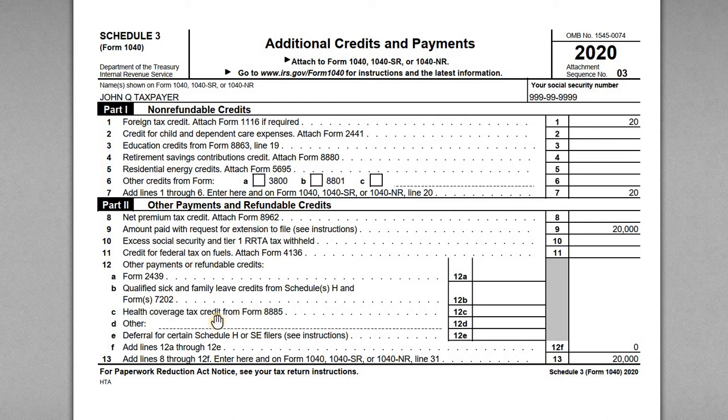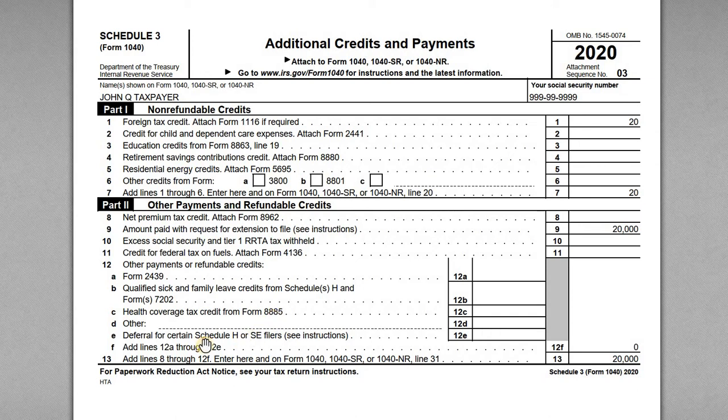Then let's see. So the health coverage tax credit, 8885. This is on the 2020 form, but this mechanism expired at the end of the year, so it's no longer relevant for 2021. So I won't really touch on that because you can just ignore that. You won't see that on a 2021 tax return.